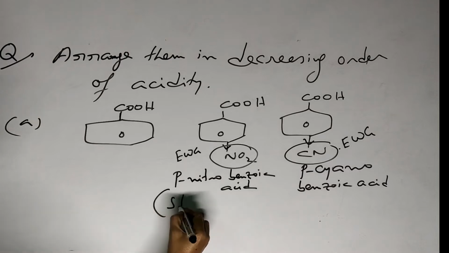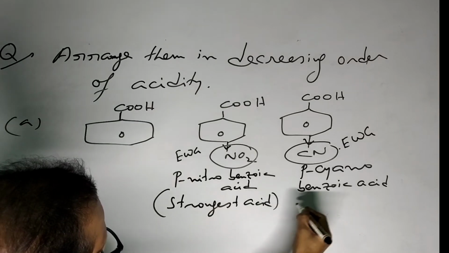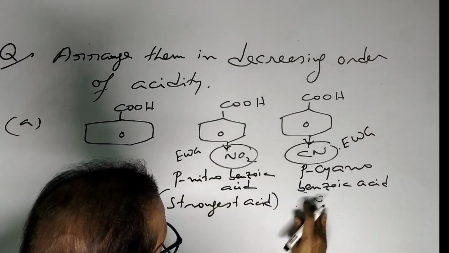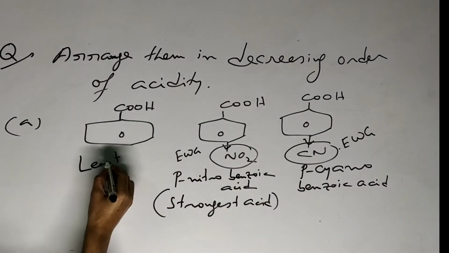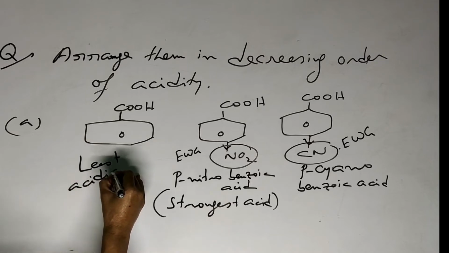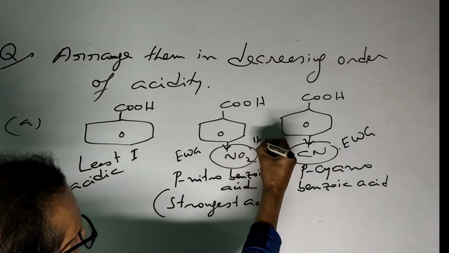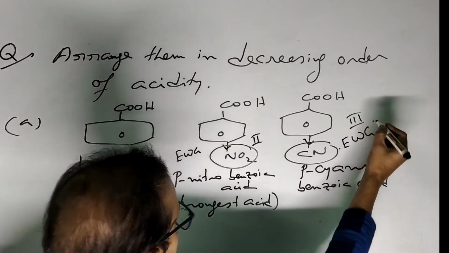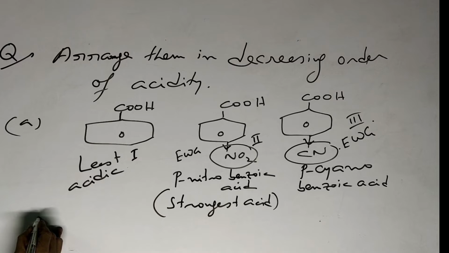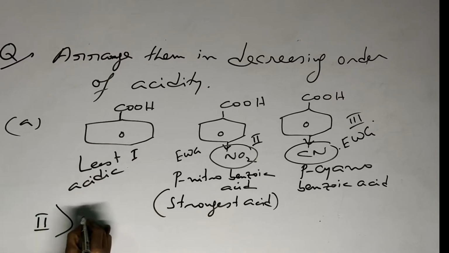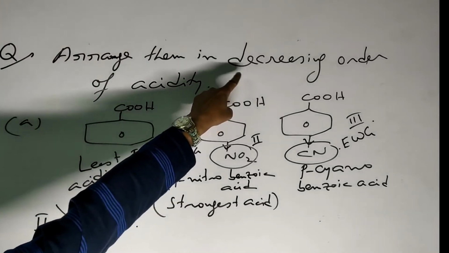So this is the strongest acid, and it is the second, and it is the least acidic. So how to write the order? If you mark it 1, 2, 3, the decreasing order of acidity is 2 greater than 3 greater than 1. See the question, decreasing order. You have to arrange in decreasing order.